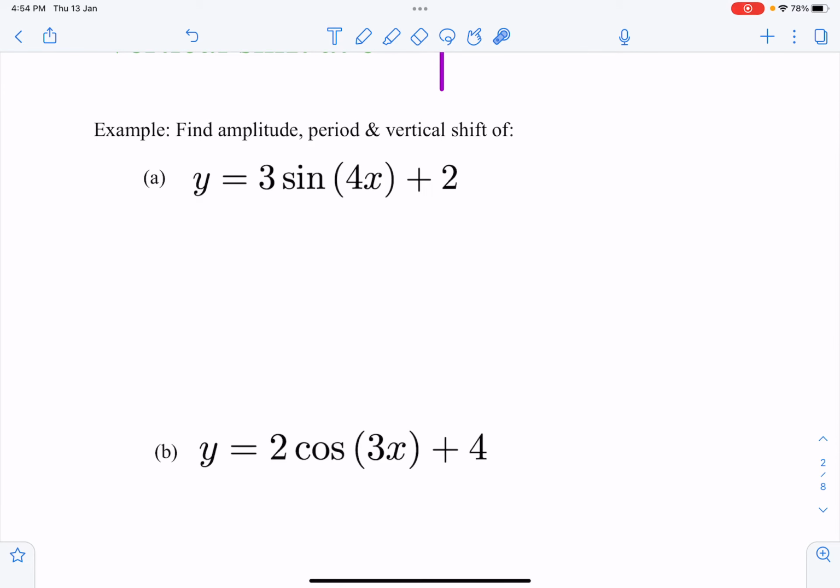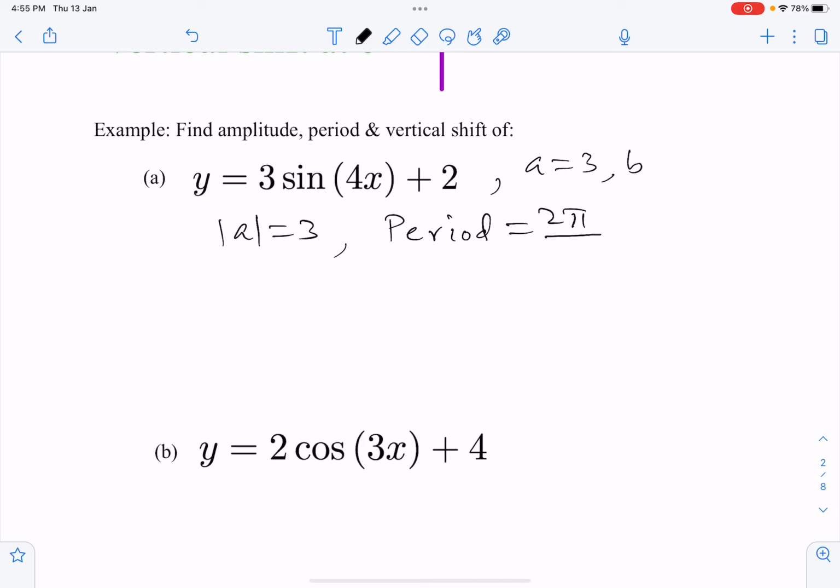So here is an example. Y is equal to 3 sine 4x plus 2. Now here we have to find amplitude, period and vertical shift. So amplitude A will be 3. As I said, it will be positive. Period here will be 2 pi divided by B. So let us first write what is A, 3, what is B, 4, what is C, 2. So based on that, we will divide it by B here. So divided by 4, and like that the period becomes pi by 2.